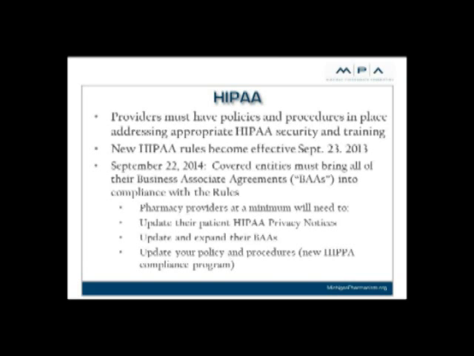And a lot of the new requirements talk about what your pharmacy will do with regards to notifying a patient or a downstream entity or another organization of a breach of protected health information. So these new business associate agreements and the new HIPAA privacy notices must contain that information on how you will go about notifying individuals of a breach.